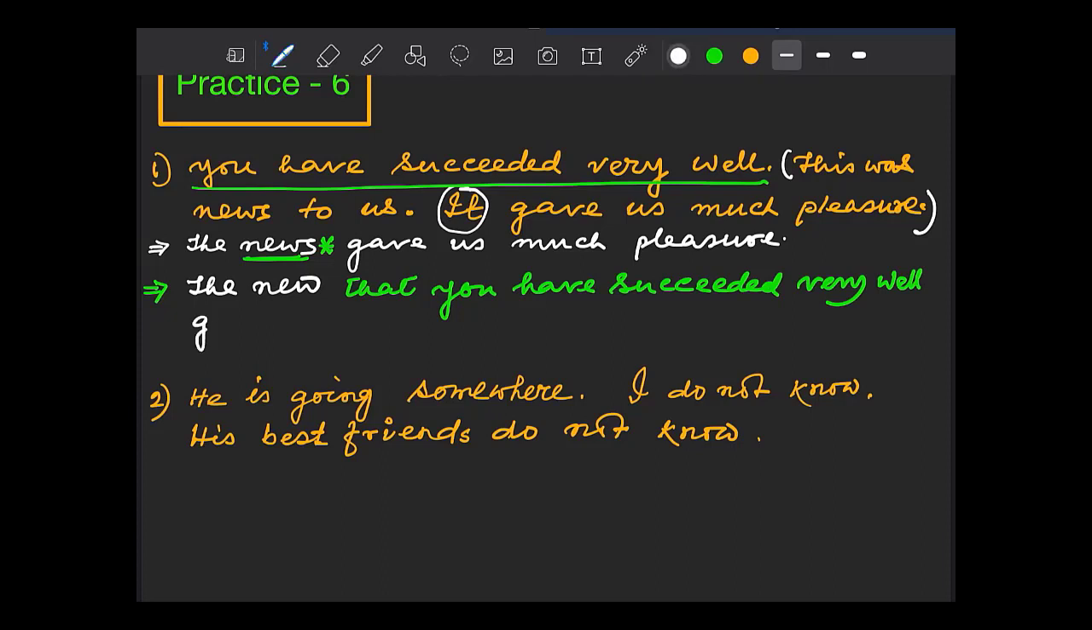Next one, gave us much pleasure. That you have succeeded very well is the noun clause, apposition to the noun news. The news that you have succeeded very well gave us much pleasure. Okay.